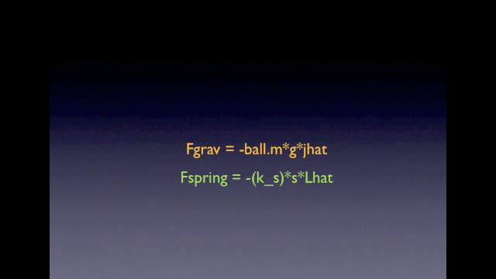Weight is represented by the line negative ball.m times g times j hat, as has been the case for several previous labs. The spring force is represented by the line negative k_s times s times L hat, where k_s is the spring constant that I calculated, s is the difference between spring length and relaxed length, and L hat is a unit vector indicating the direction of the spring.